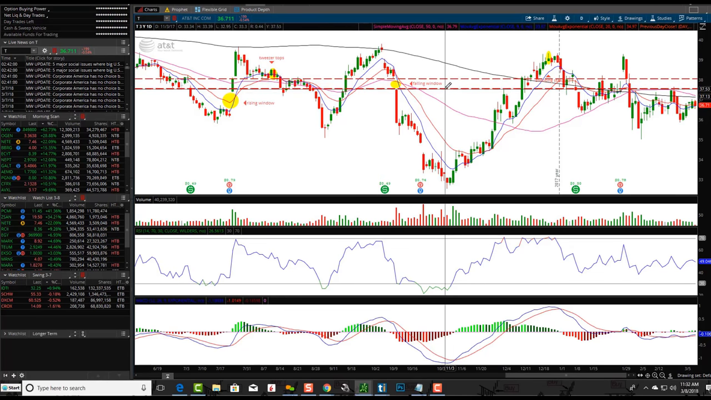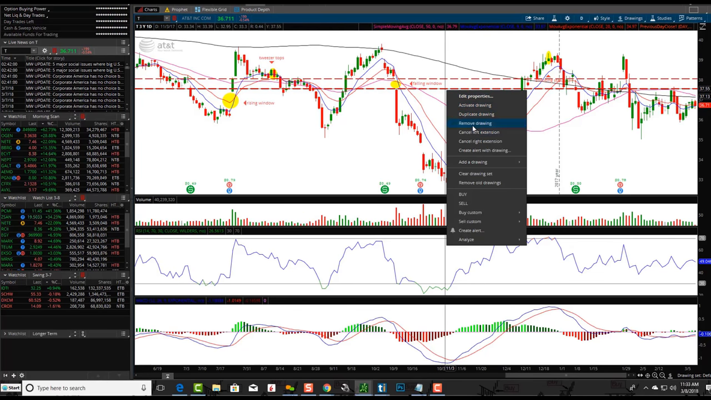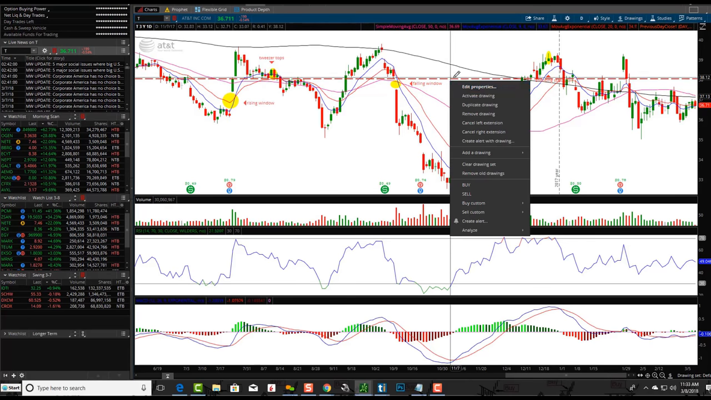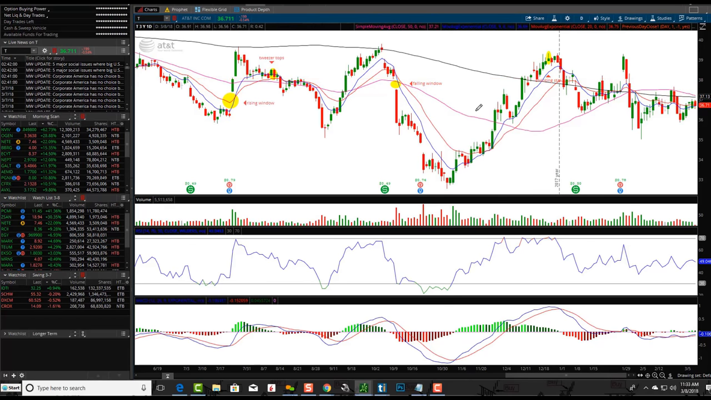So important, these gaps, these rising windows, falling windows, gaps, windows, whatever you want to call them. People are just more familiar with calling it a gap, but whatever you want to call it.